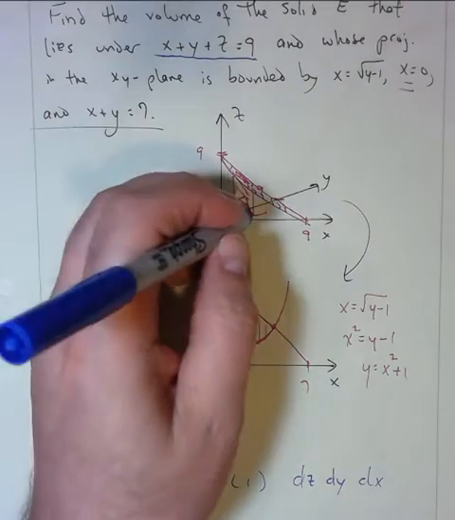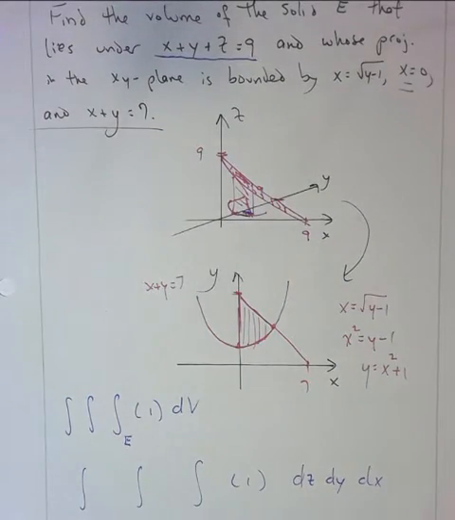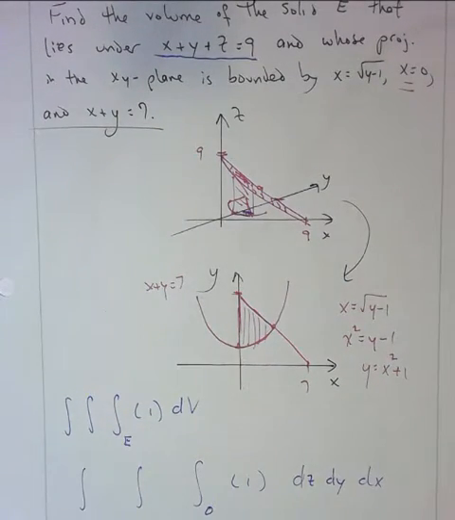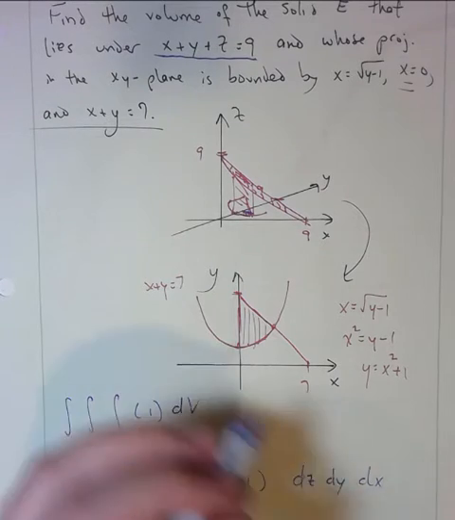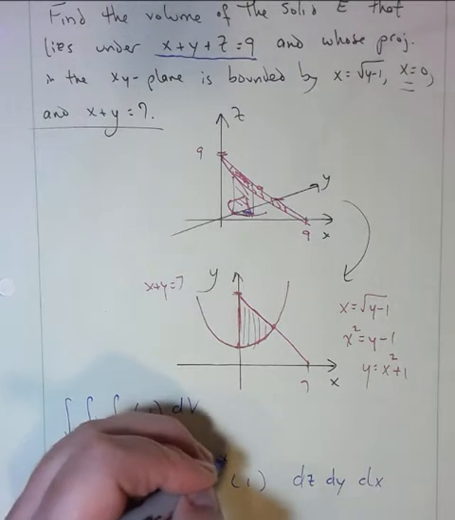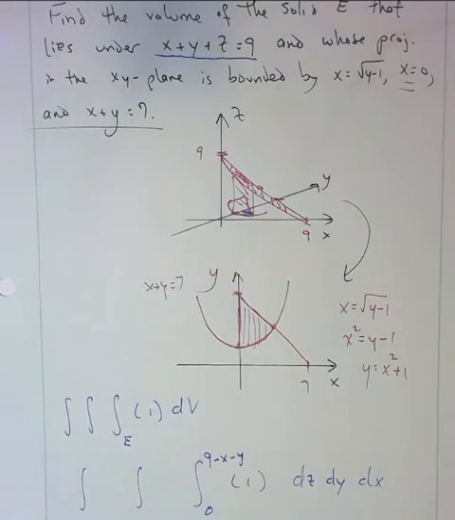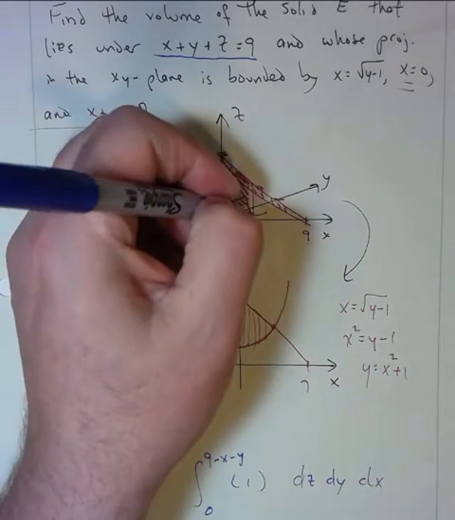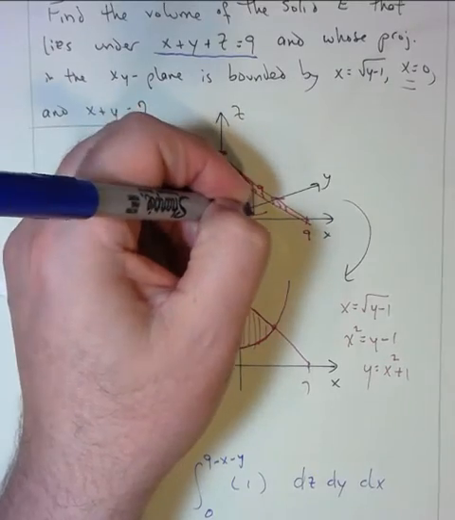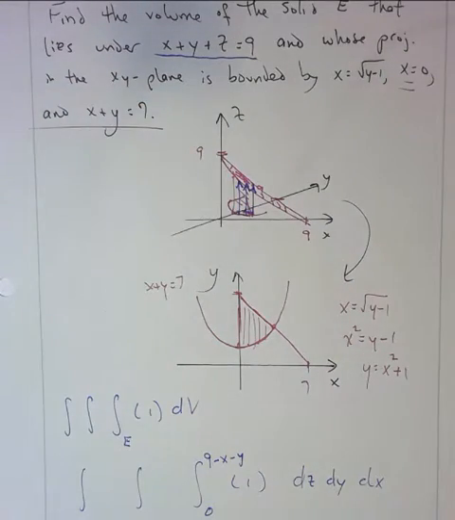The basement of our solid is down on the xy plane, which is z equals 0. And so the upper edge is the plane solved for z. So if x plus y plus z is 9 as our plane, that's also known as z equals 9 minus x minus y. So we are going from z equals 0 up to that plane, z equals 9 minus x minus y.